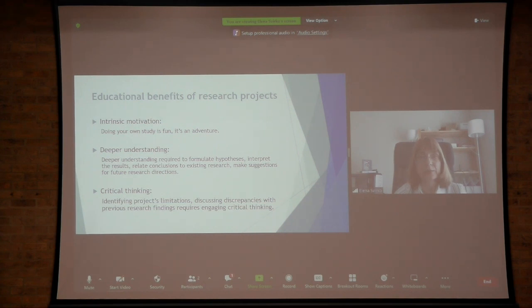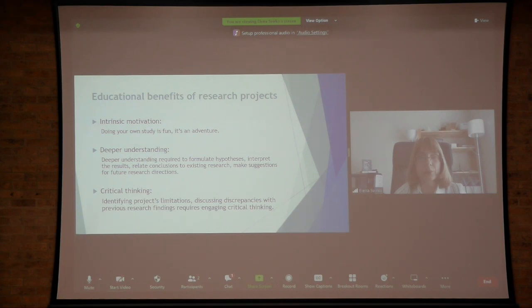So first, there is intrinsic motivation. Doing your own study is fun, it's an adventure. Also, I found that students who chose, medical students at least, who chose to do projects in developmental psychology, often said that they're doing it because they want to become pediatricians, so they want to see what it's like working with children. So doing a project with us had a deeper personal meaning for them, long-term goals.